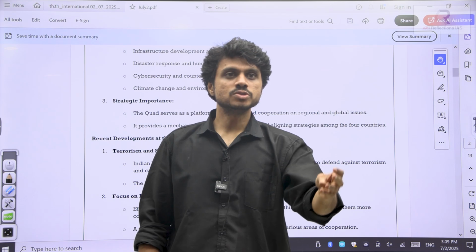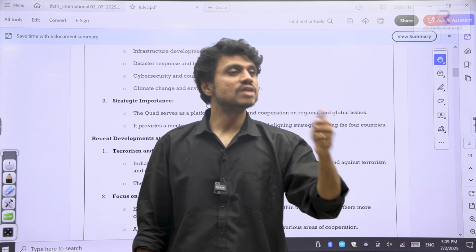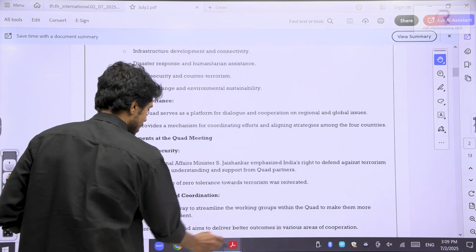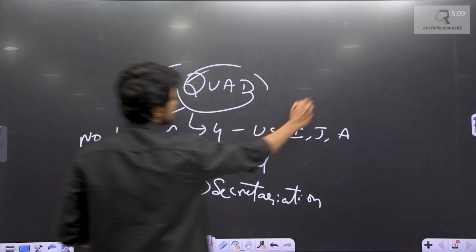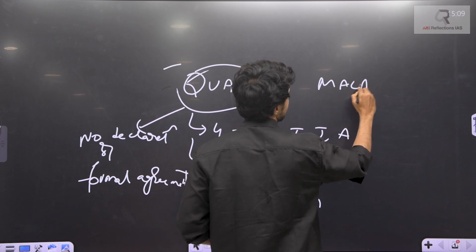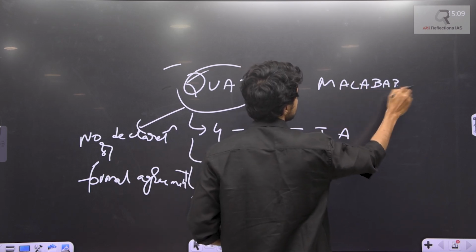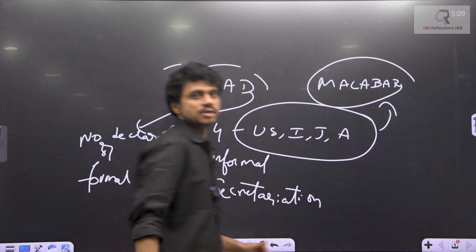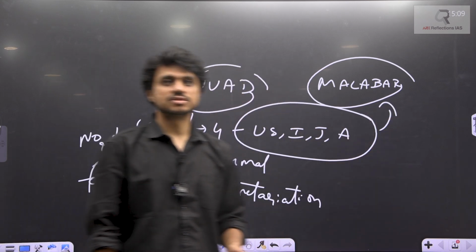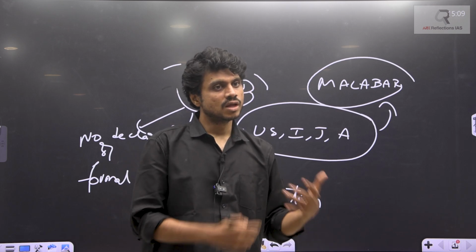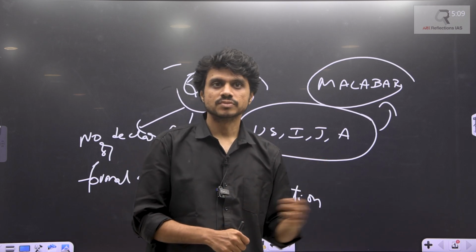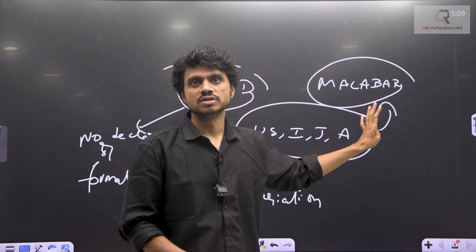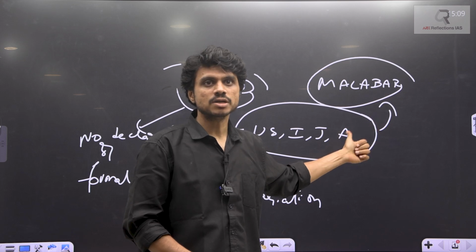Now within this group, they will also conduct a naval exercise. The same group, 4 members, does a naval exercise. That is called the Malabar exercise. Malabar. It is also very important. The same 4 members conduct the naval exercises to showcase our companionship. This is the Malabar exercise between these 4 countries. So are we clear? Malabar.